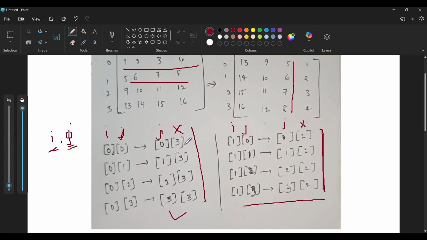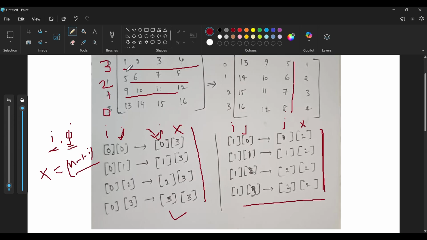So clearly observe that j, the column, is becoming the row. And also, how can we find the x value? The x value is nothing but the length of the matrix minus 1 minus i. How am I saying this? For the first row the value is 3. For the second row the value of x is 2. Similarly, if you write it the same way, we will find the x value for the third row is 1, and for the fourth row it is 0.